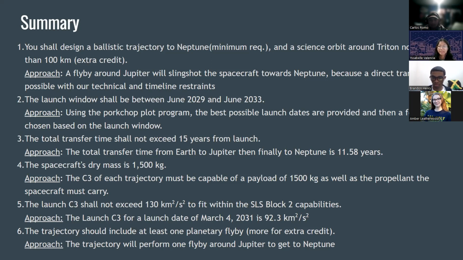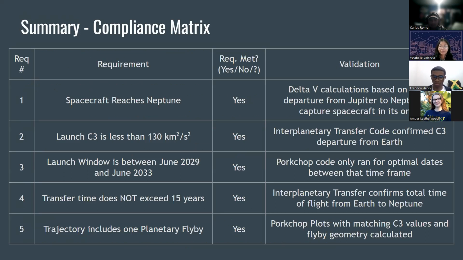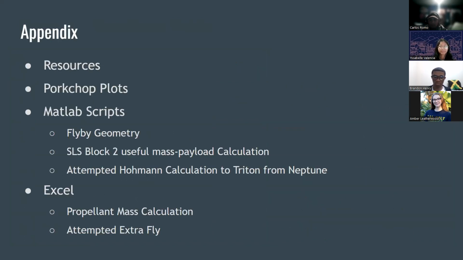Next slide, please. With our compliance matrix, you can see that we completed all 5 requirements and validated those using the interplanetary transfer code and the porkchop plots we ran. Next slide, please. And here we have in the appendixes the resources we used, the MATLAB scripts we created, and the Excels we created as well.